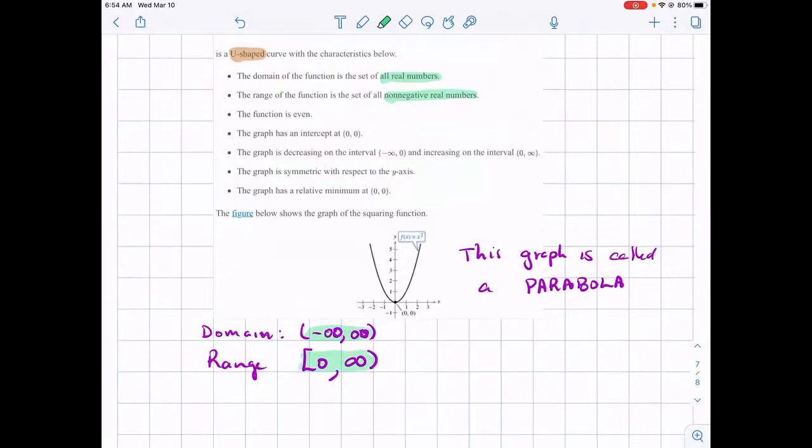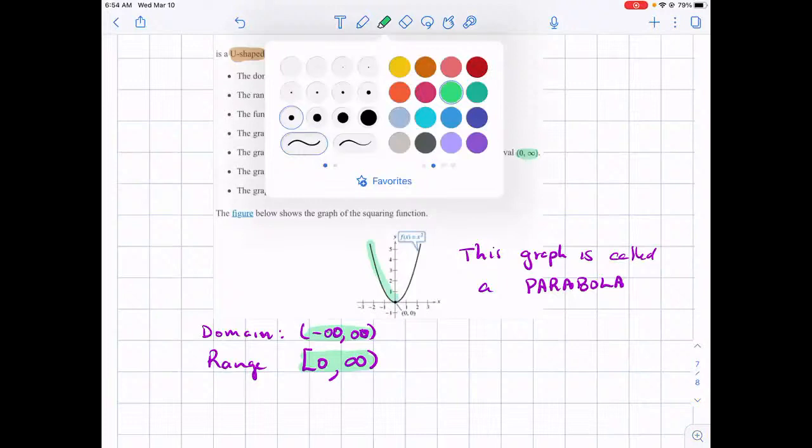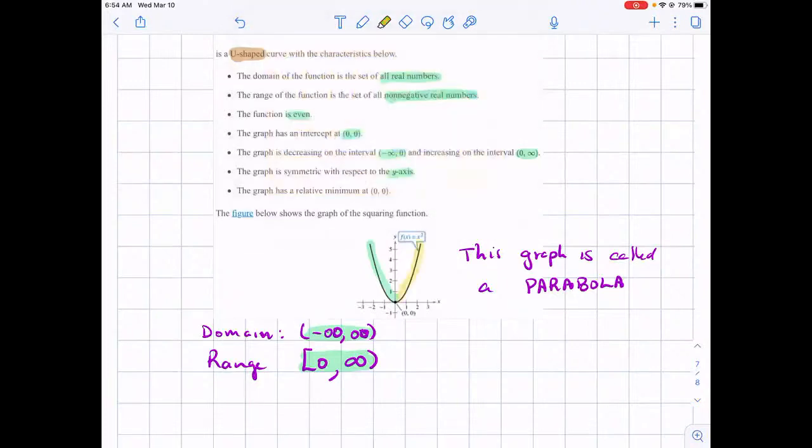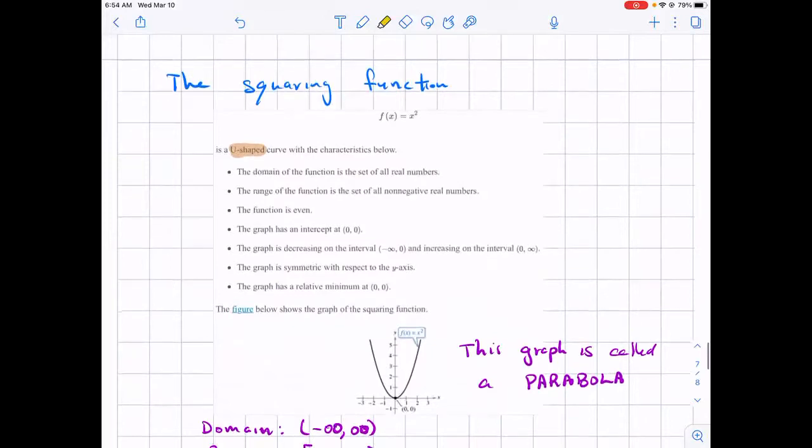We do have a video where we talk about even functions. The graph has an intercept of 0, 0. It is decreasing from minus infinity to 0 and increasing from 0 to infinity. The graph is symmetric, meaning that this side is the same shape as this side. So these are some of the things that you should know as you look at these graphs. This is what we call the squaring function.